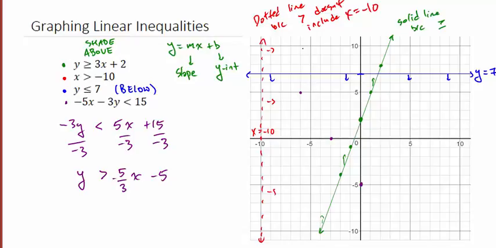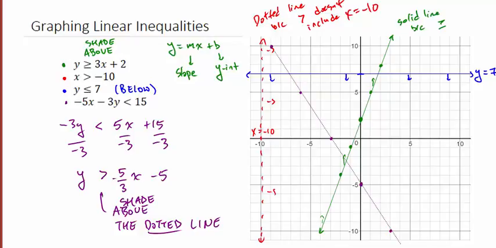So what that does is it gives me a y-intercept of -5. The slope is -5 over 3. And because now it says y is greater than, I have to shade above this purple line. And it is a dotted line because it doesn't include any equals. It's just greater than, not greater than or equal to.